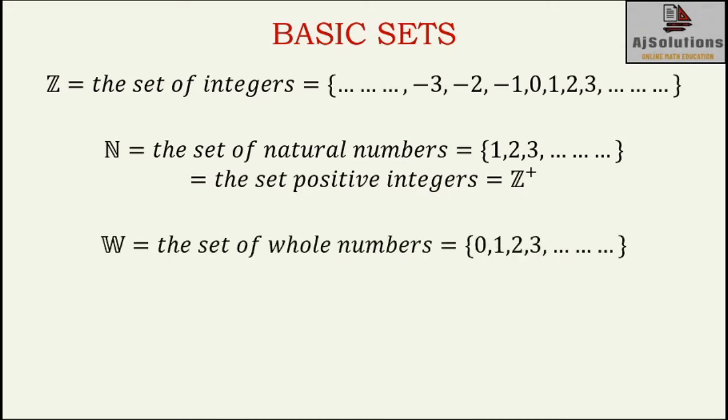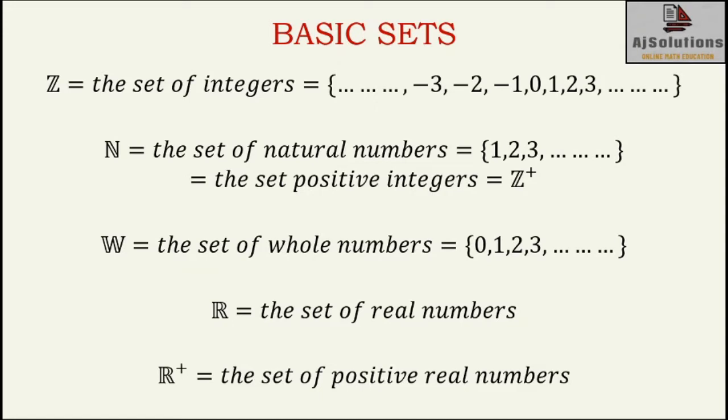The set of whole numbers denoted by script W. The set of real numbers denoted by script R, and the set of positive real numbers denoted by script R plus. So these are some of the most important sets which we should know from the beginning itself, so that wherever it is written we should understand what it denotes.